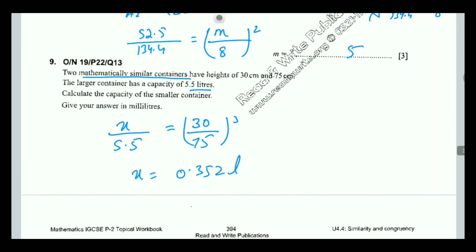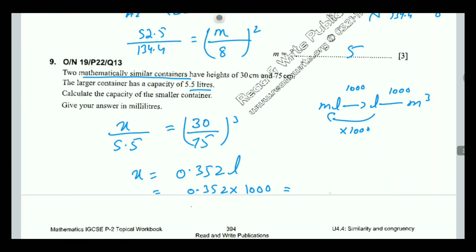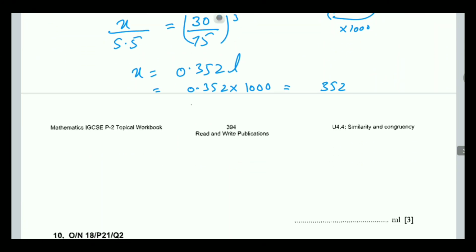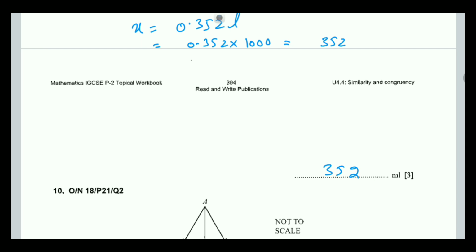As the question is asking to find the answer in milliliters, so milliliter, liter, meter cube, make the family as I have explained to you. If we are going to convert liters into milliliters, we have to multiply it with 1000. So this is the rule. If we multiply 0.352 with 1000, we will get 352. So the answer is 352 milliliter. Okay.